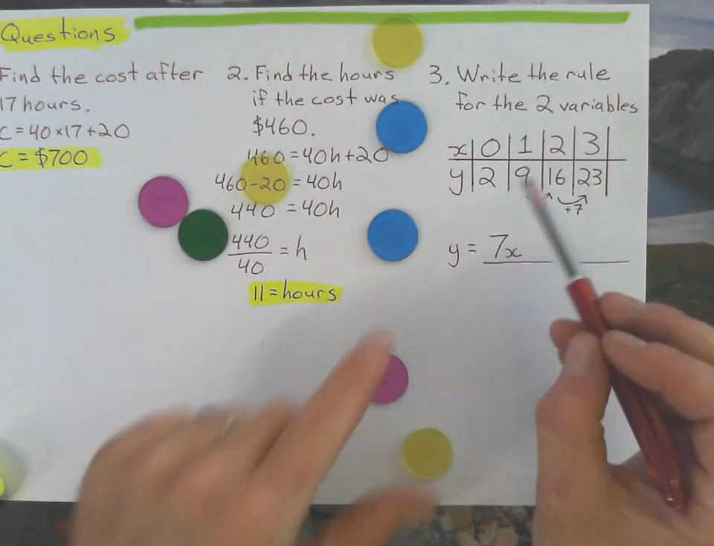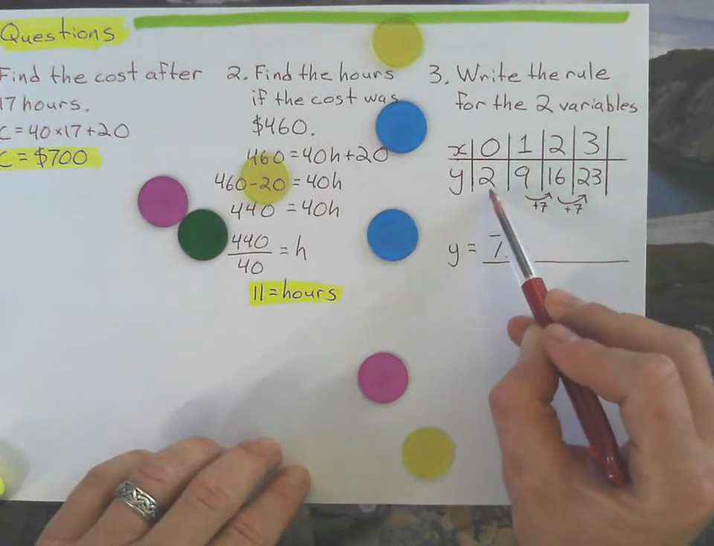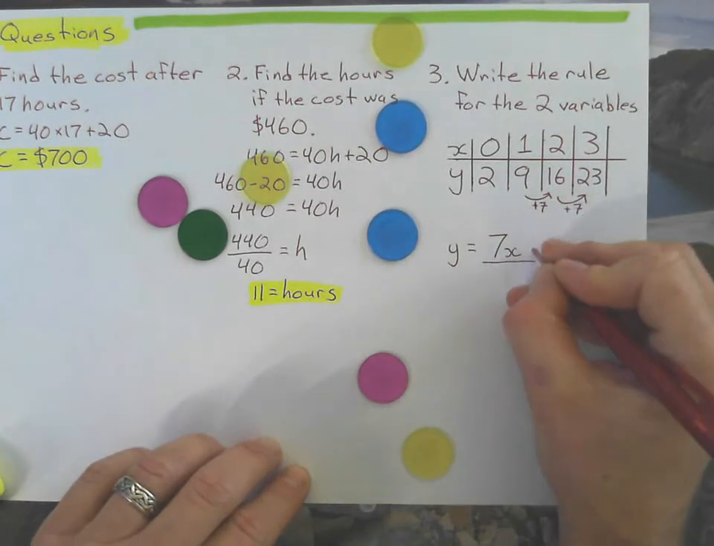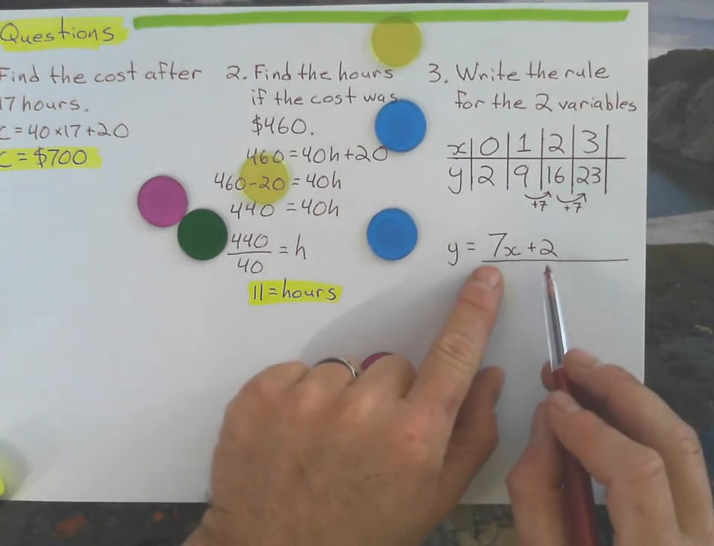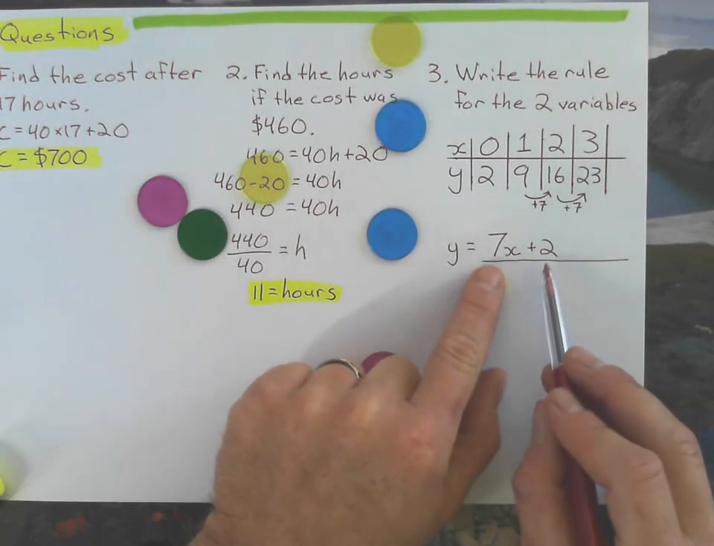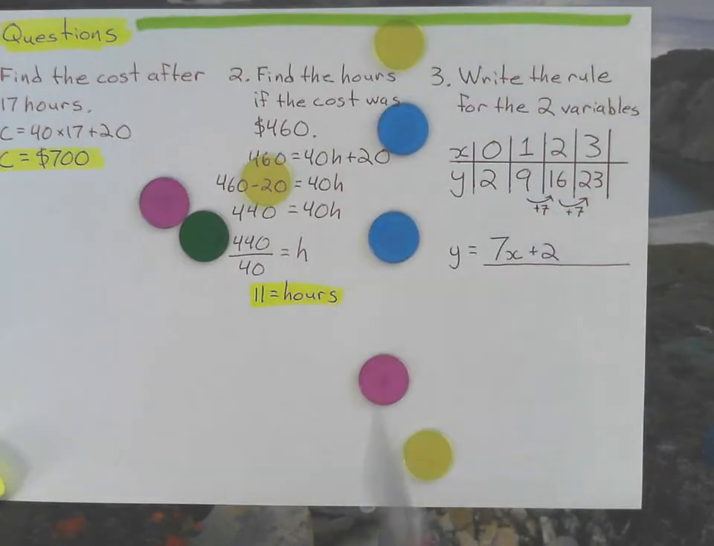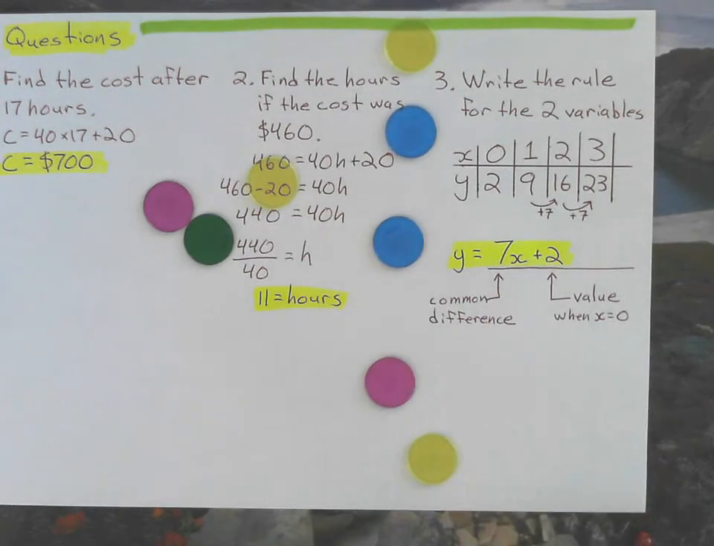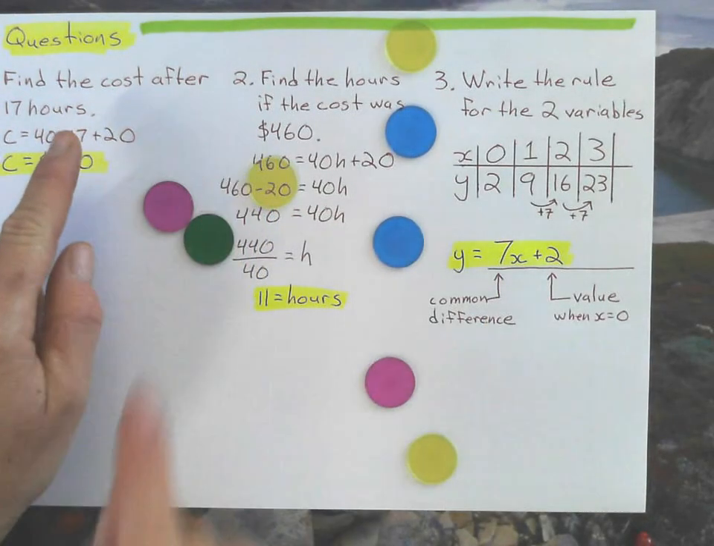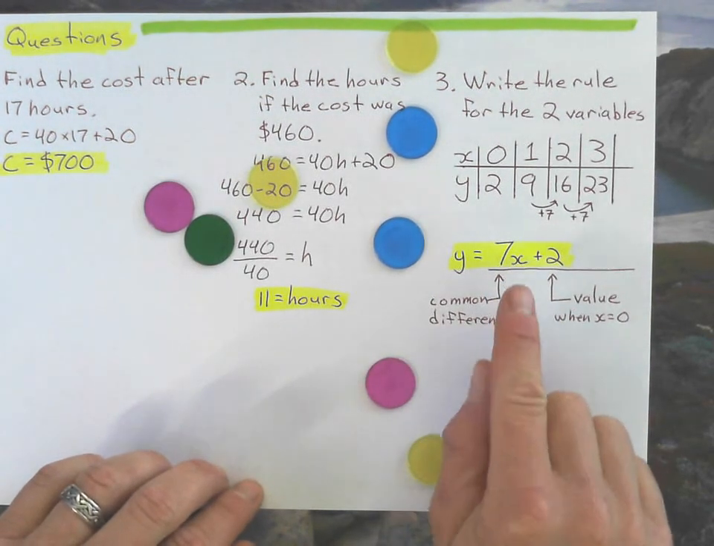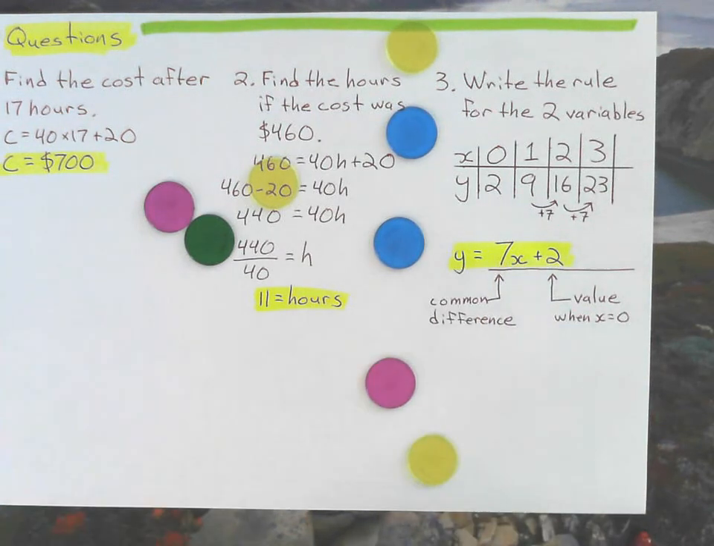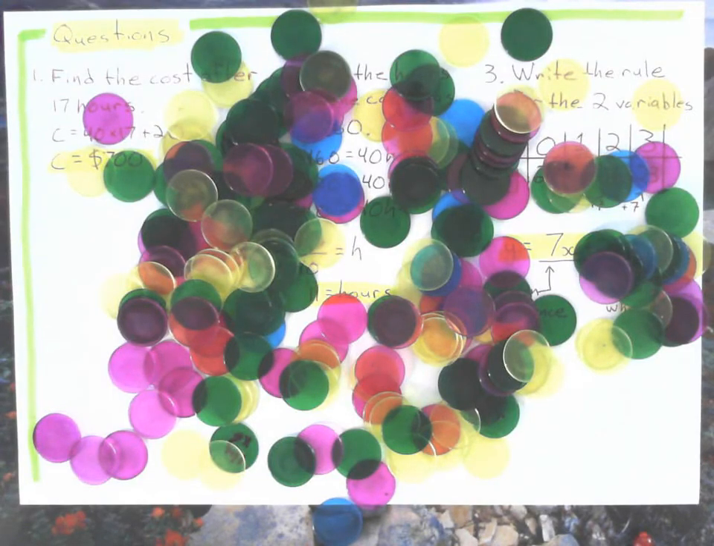Now the value of that term is 2. You can get that a number of ways. If it's going up by 7, that means to go backwards, we're going to subtract 7. So these two numbers are the key with finding out the equation. And now once we have this rule, we can answer questions such as we did here. We can find y when we're given values of x, and we can find x when we're given values of y. Okay, more on that later.